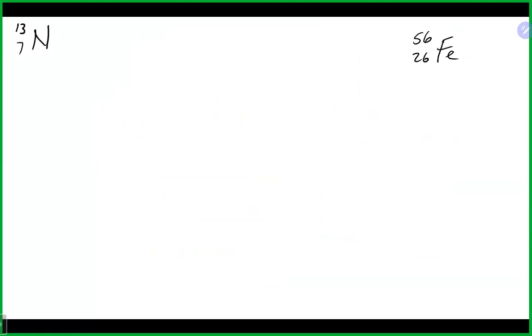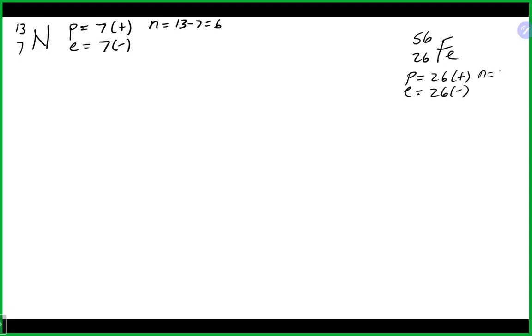As we just did, as we went through it here, they're both neutral. And as we saw with this guy here, protons would be 7, electrons would be 7, and obviously our neutrons would be 13 minus 7, which is 6. Our guy over here, our protons would be 26. Our electrons would be 26 as well. And our neutrons would be 56 minus 26, which is 30 in this case.